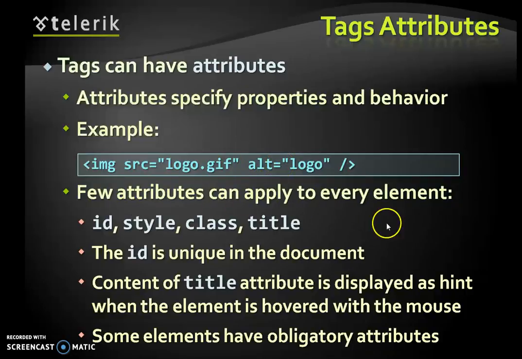Key attributes can apply to every element, like id, style, class and title. These attributes can be used in every text element. The id is unique in the document, that is, it cannot be repeated in the page. The content of the title attribute is displayed as a hint when the element is hovered with the mouse. Some elements have obligatory attributes.